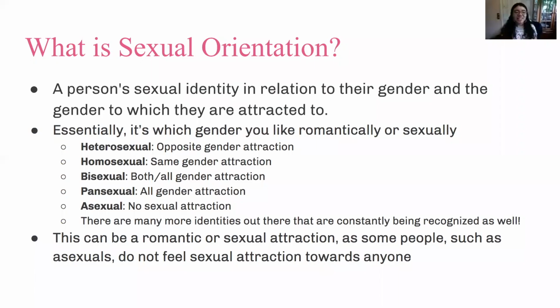Okay, so what is sexual orientation? Put simply, a person's sexual orientation is their sexual identity in relation to their gender and the gender to which they are attracted to. Essentially, it's just which gender you like romantically or sexually. For example, someone who is heterosexual would experience opposite gender attraction. Someone who is homosexual would experience same gender attraction. Someone who is bisexual would experience both or all gender attraction. Someone who is pansexual would experience all gender attraction. And someone who is asexual would experience no sexual attraction.